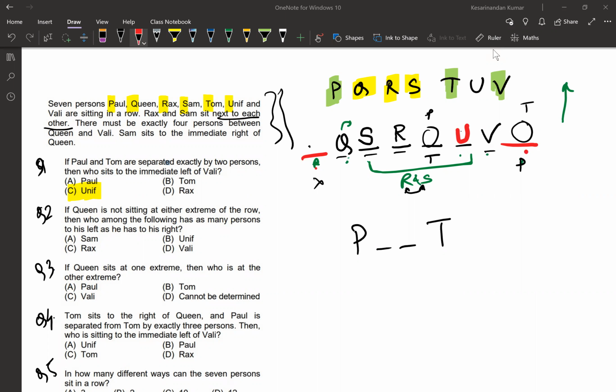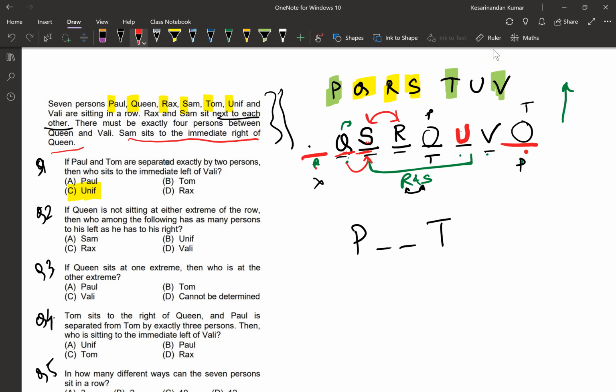Okay, all right. Kesri, I have one. Yes, go ahead. As mentioned in the question, Ram and Sam sit next to each other. So it doesn't mean anything in order, S and R? No, no. See, order will matter according to the situation. Now, what is given here is Sam sits to the immediate right of Queen. So Sam has to sit immediate right of Queen, right? Okay. Right of Queen. Yes.